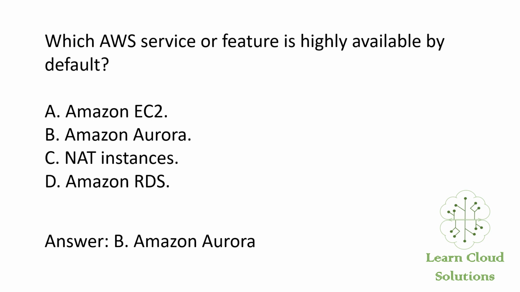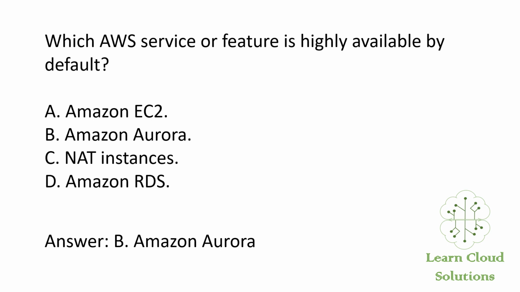Answer: B. Amazon Aurora. Amazon Aurora is a fully managed relational database service that is compatible with MySQL and PostgreSQL. It is built on top of a distributed storage layer, which automatically replicates data across multiple availability zones (AZs) to provide high availability and fault tolerance.